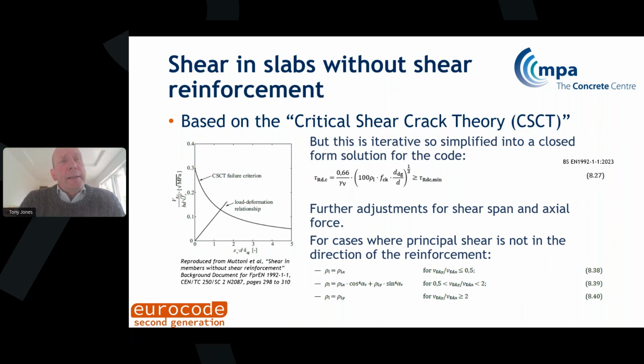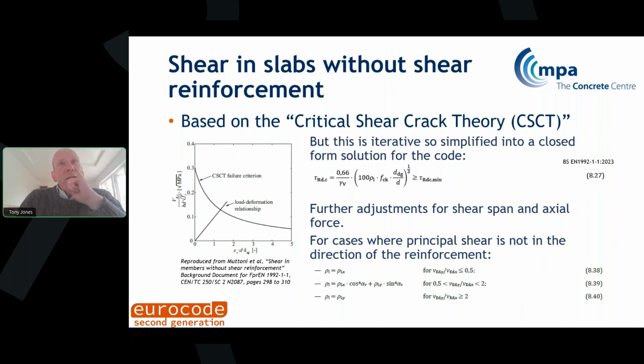Now that's okay in theory, but actually getting into the detail of doing this relies on an iterative effect. And what has been done in the code for the main design rules is a closed form solution being made, which makes a number of assumptions. The equation I've given there, and then once you've got that equation, you can make adjustments for shear span and axial force, and so on.